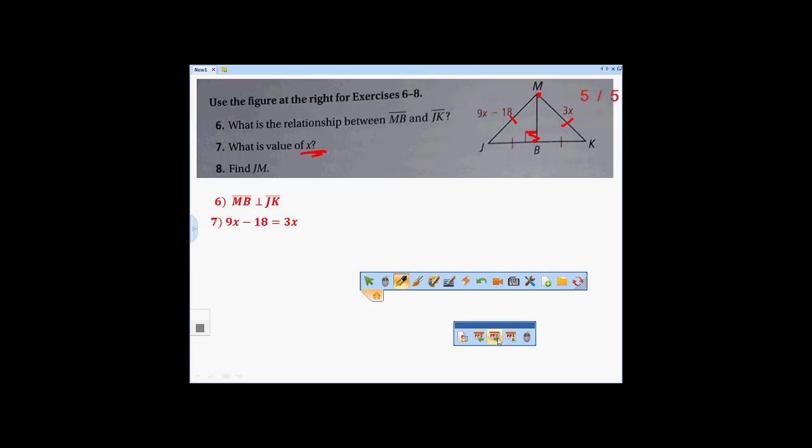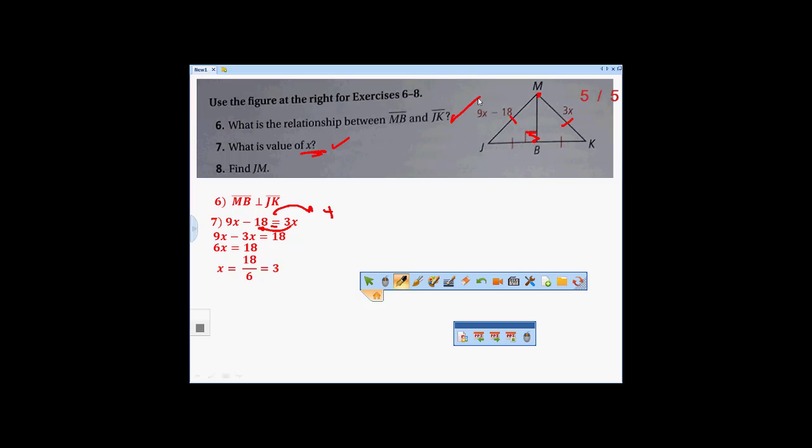It will be 9x minus 3x. And I move the negative 18 here, and it will be positive. And I move 3x here, and it becomes negative. So 9x minus 3x equals 18. It means 9x minus 3x is equal to 6x. 6x equals 18. So to find the value of x, dividing both sides by 6, it will be 3. Now I found the value of x.